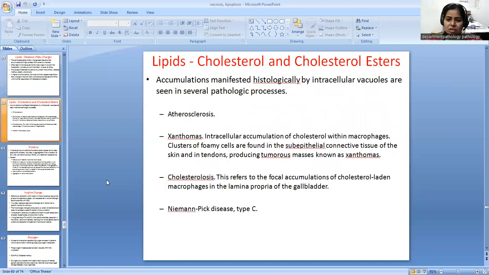Lipids, cholesterol, and cholesterol esters. Accumulation is manifested histologically by intracellular vacuoles, seen in atherosclerosis, xanthomas, where clusters of foamy cells are found, cholesterolosis of the gallbladder, and Niemann-Pick disease type C.